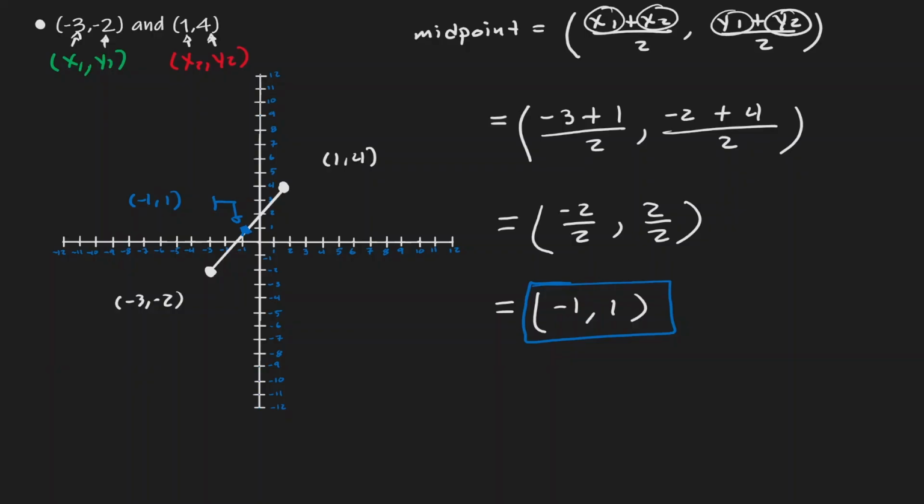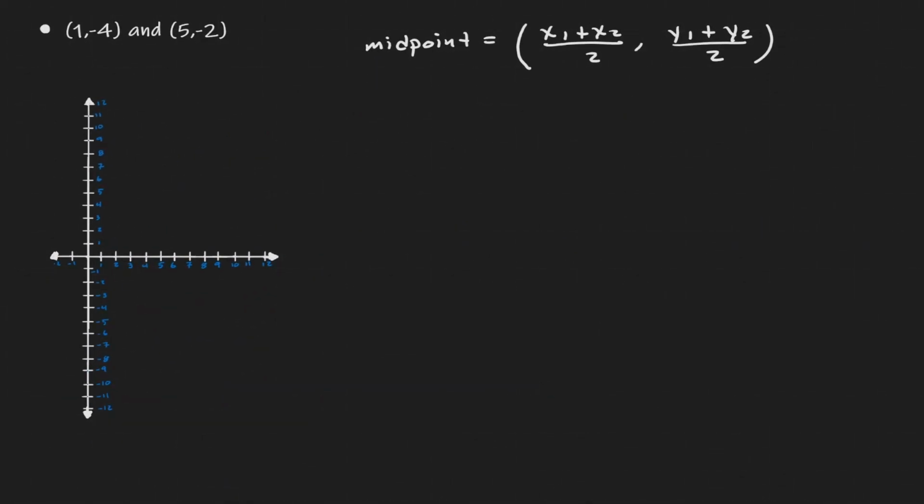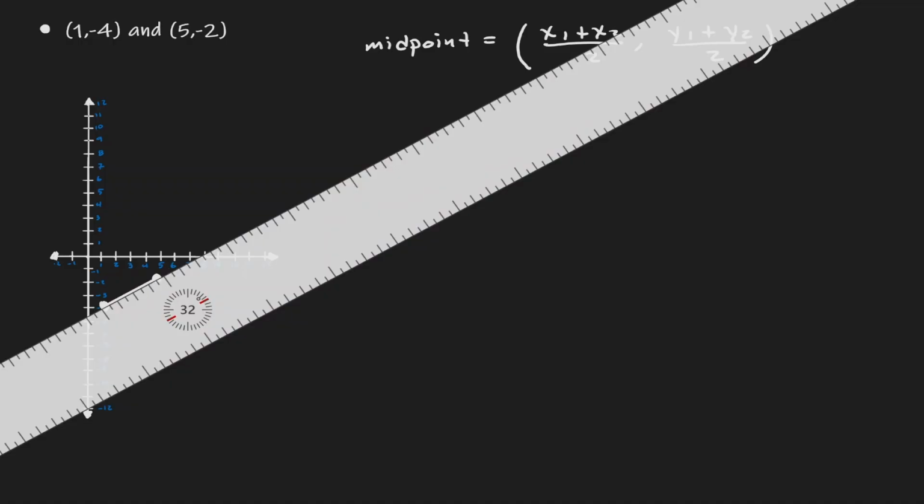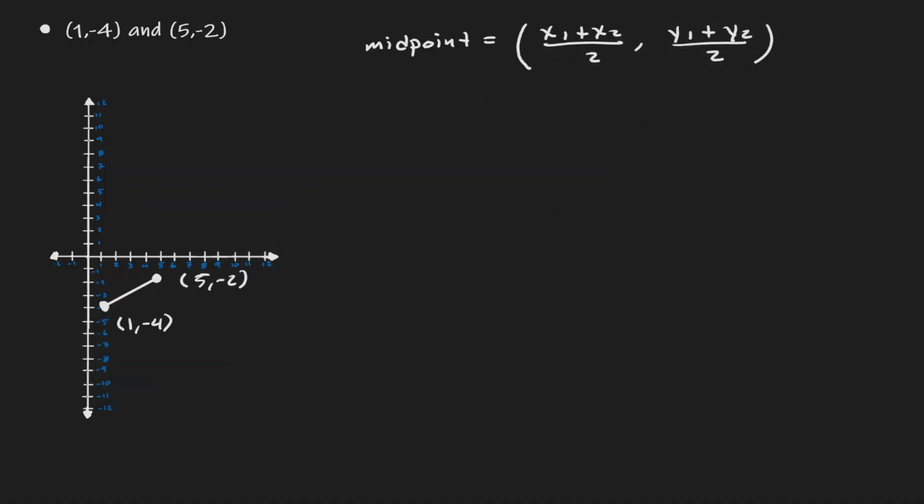Let's do one more example. Let's start by plotting our points, (1, -4) and (5, -2). Let's connect those points. Let's define the components for our formula. So let's let (1, -4) be x1, y1. And let's let (5, -2) be x2, y2. Now that we have identified them, it's a matter of plugging into the formula.